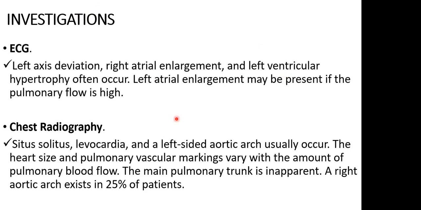Now the chest radiograph is going to show us a picture of pulmonary vascular markings. You see exaggerated pulmonary vascular markings in a patient with heart failure. You understand? And aside from that, most times the pressure in the pulmonary vasculature is high. So when you do a chest radiograph, the markings are usually exaggerated in these patients. Then also the main pulmonary trunk is most times inapparent. Then we can also have a right aortic arch existing in about 25% of these patients. So this is an additional congenital heart disease that can coexist with tricuspid atresia.